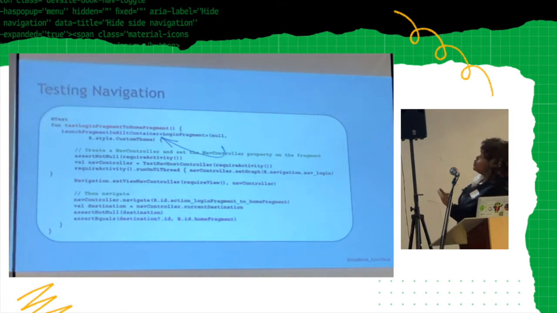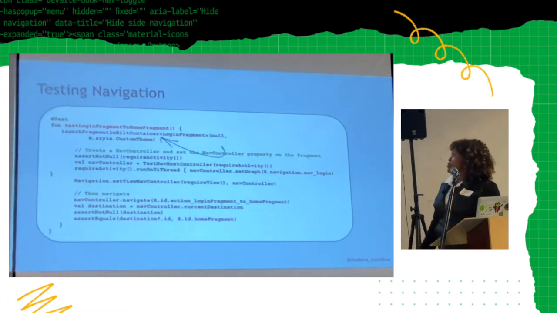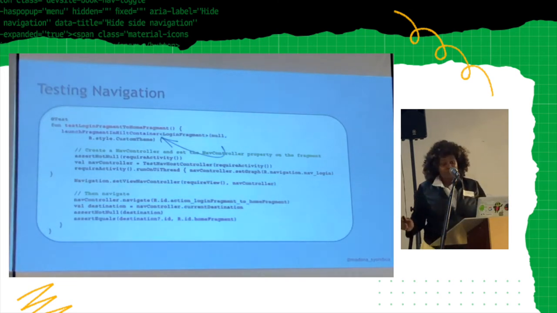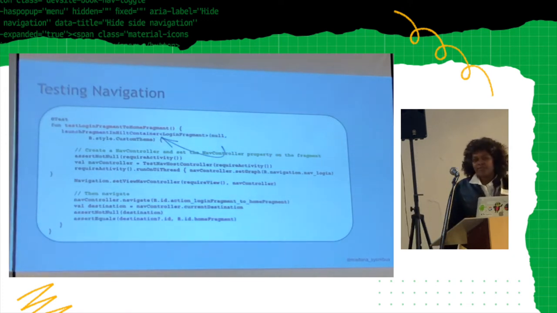It's provided for us by Google. And you can see there, you can either pass in a null, and then the theme of the particular app. Then you can create a nav controller and set the nav controller property on the fragment. There you already asserted non-null, and then you call the requireActivity. And then you'll have that val navController, which equals the TestNavHostController. If you've used the navigator, you'll definitely see that. And then you navigate. That's where you assert the destination is equal to the right destination where you wanted to navigate to. I include that because many people ask me, how can I navigate to another screen? For instance, how can I verify that I can really navigate to another screen?